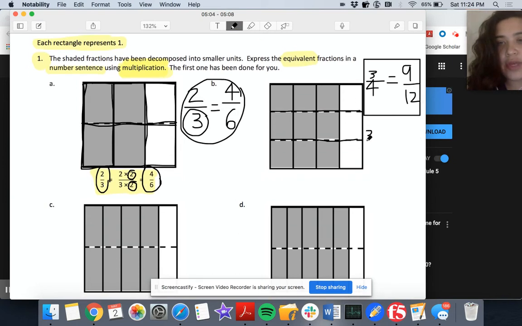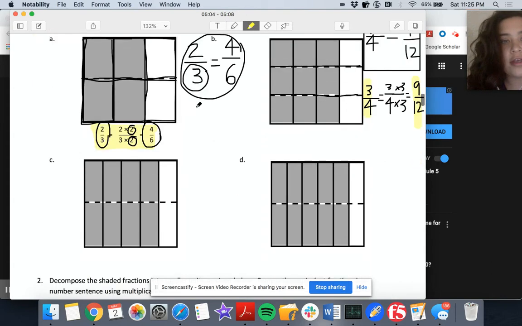So how can we rewrite this as a number sentence using multiplication? Well, we can say that 3/4 times 3 in this case, because each original piece was cut up into 3 pieces. So each of these 4 pieces was cut up into 3 pieces, and that's why I'm multiplying it by 3. So 3 times 3 to represent the shaded is 9. 4 times 3 to represent the total is 12. So we can say, once again, that 3/4 is equal to 9/12.